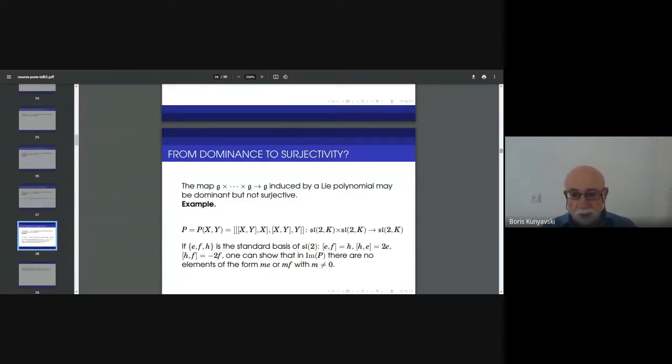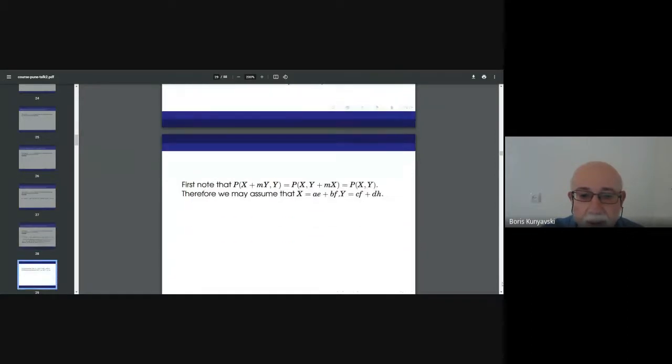So that's what's called the standard basis. And one can show that the image of the polynomial map corresponding to P contains no nilpotent elements of special form, mE or mF. So the coordinate axes corresponding to the elements E and F are excluded from the image. And here is the computation. I give a hint and suggest you fill in all the details.